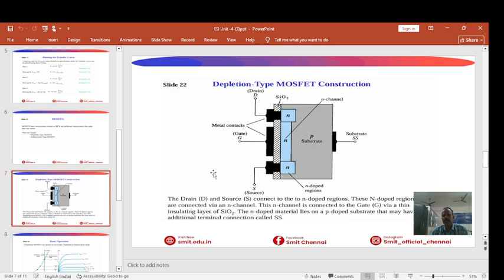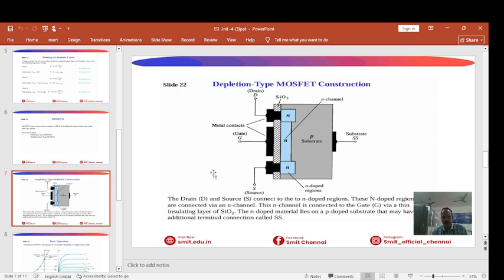This N channel is connected to the gate via a thin insulating layer, the SiO2 layer. This SiO2 layer provides a very high input impedance for the MOSFET. So MOSFET is comparatively more popular than JFET because of its features. It is very widely used in microprocessors, RAMs, laptops and other power supplies. Both modes are very popular, both depletion mode and enhancement mode.